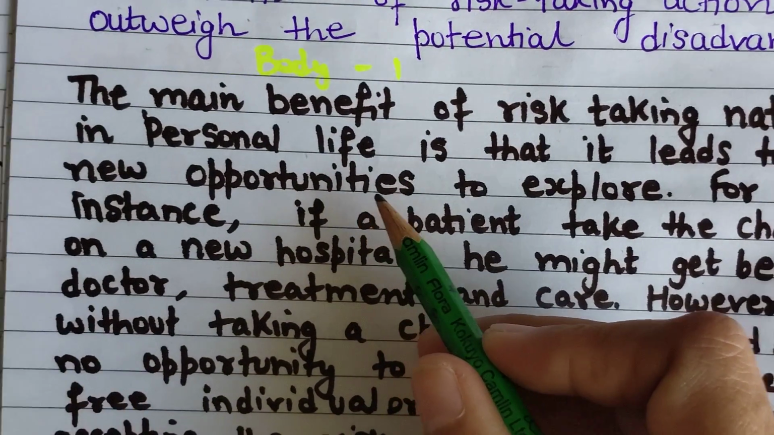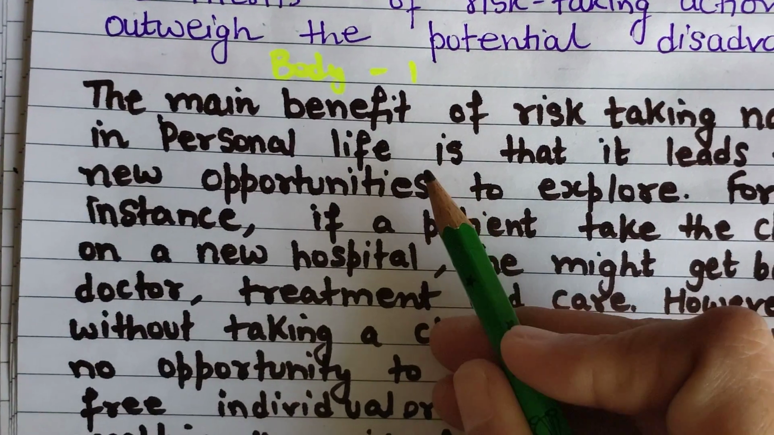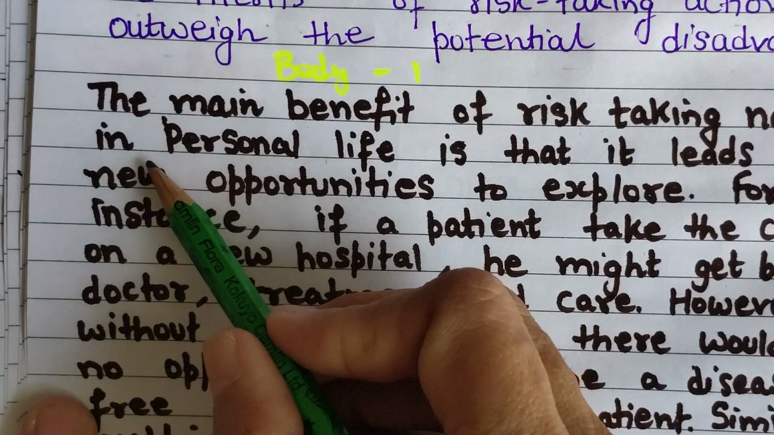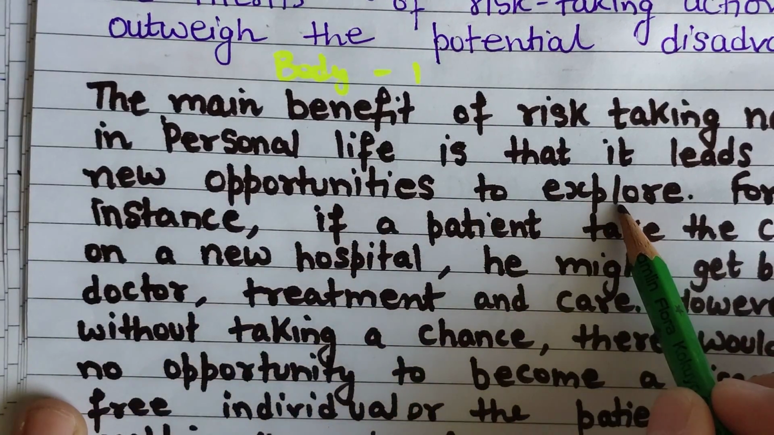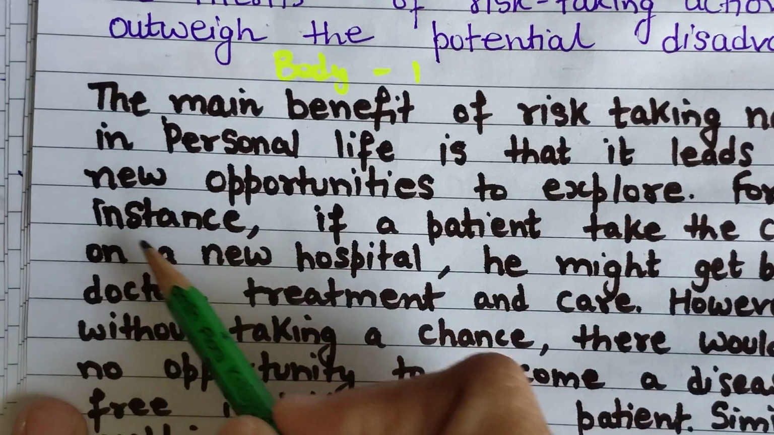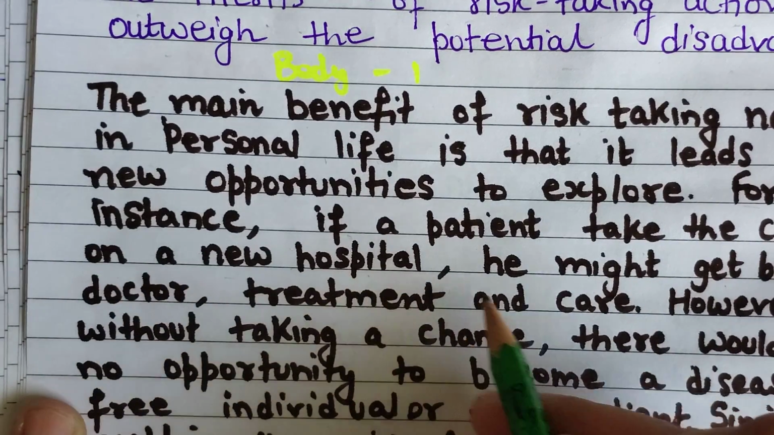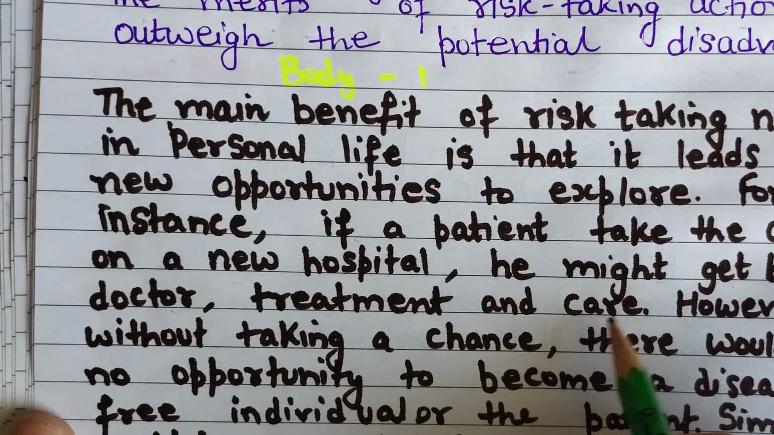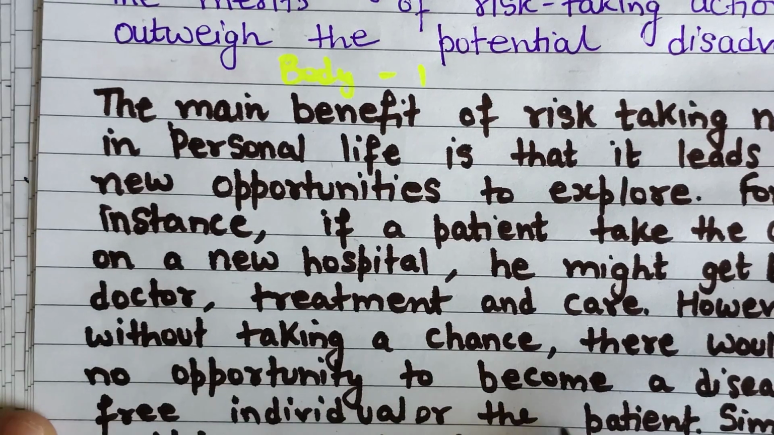So when you are writing advantages also, of course you will segregate the two subtopics, personal life as well as career life. So firstly I am talking about personal life. The main benefit of taking risk in personal life is that it leads to new opportunities to explore. Okay, for instance, this is my example. If a patient takes the chance on a new hospital, he might get the best doctor treatment and care. However, without taking a chance, there would be no opportunity to become a disease free individual or patient.